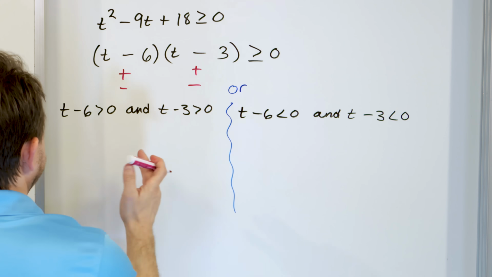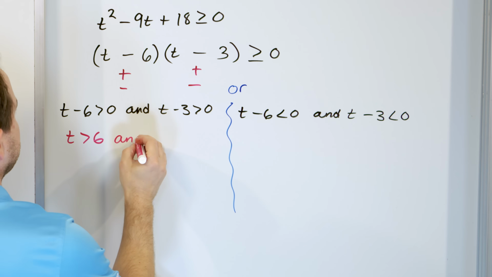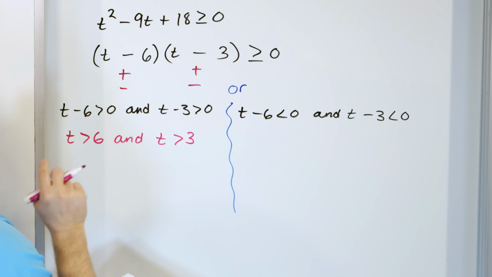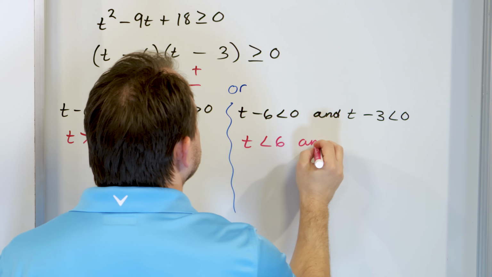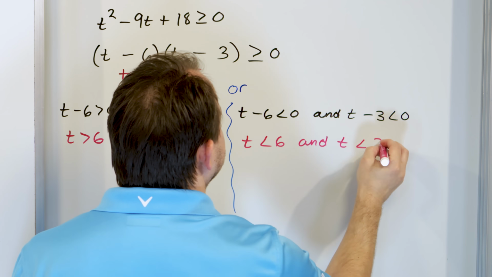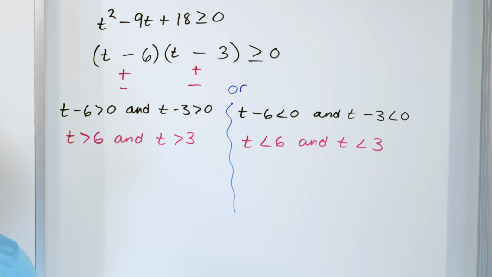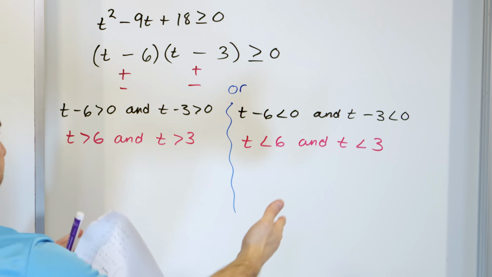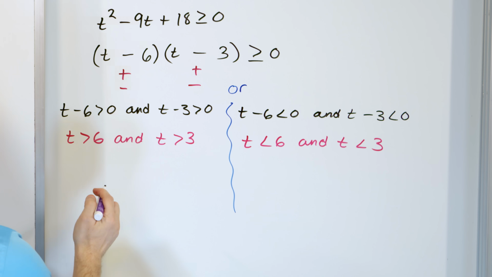All right, so then we solve everything. We solve this by saying t greater than 6 and t greater than 3. We just move the 3 over, move the 6 over. And then this one is t less than 6 and t less than 3. Again, just move the 6 over, move the 3 over. We join them with an and sign. The next step is we want to graph this and just see what the solutions look like so that we can merge them in the end, because either one of these being true can make the whole thing true.